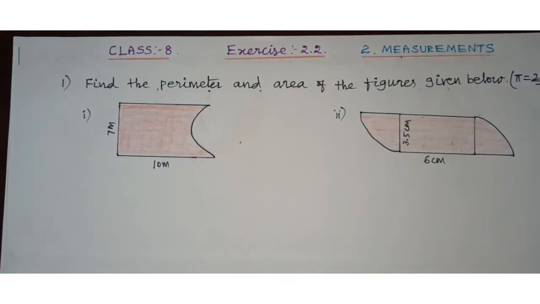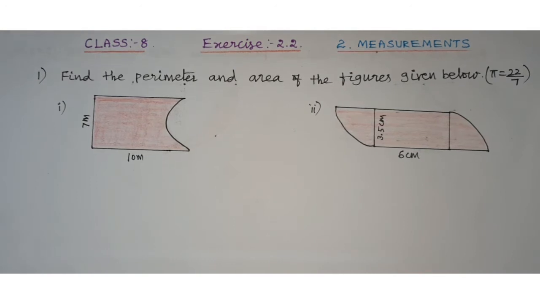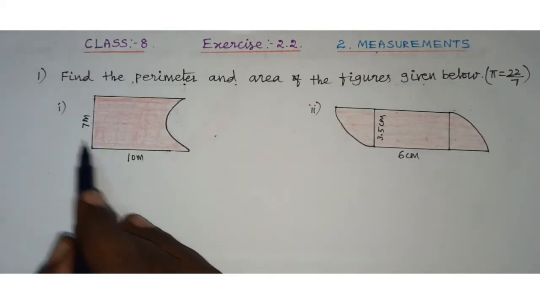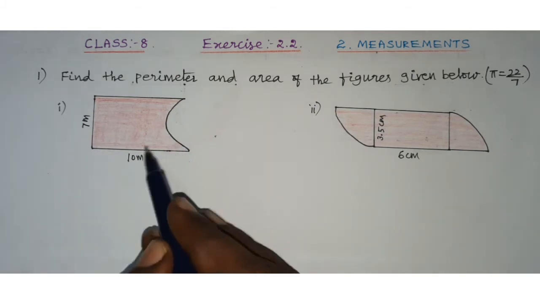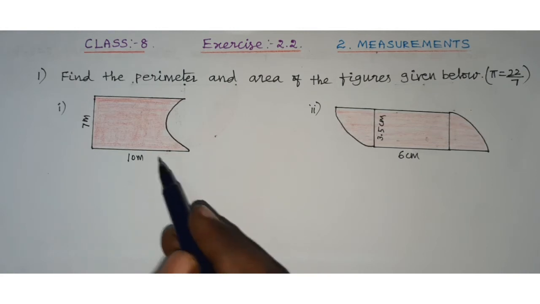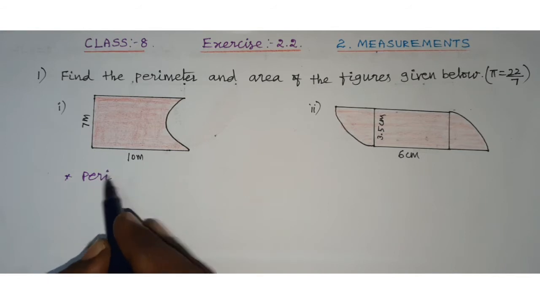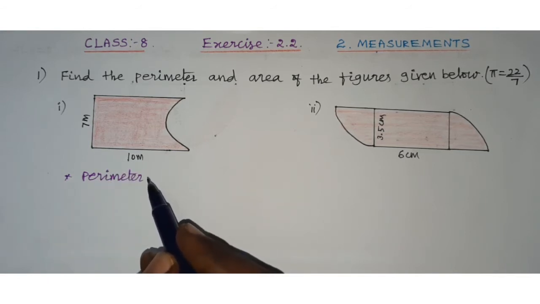So first sum. Find the perimeter and area of the figures given below and use pi equal to 22 by 7. Here the first diagram is the combination of a rectangle with a semicircle portion cut out of it. First perimeter. Remember students, perimeter is always the boundary length. That's all, the sum of the boundary length.